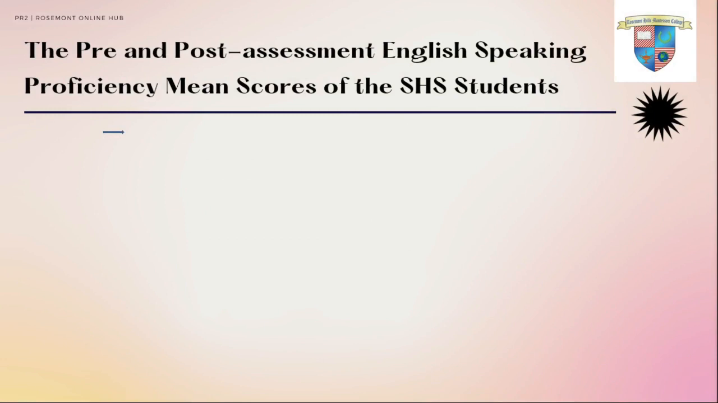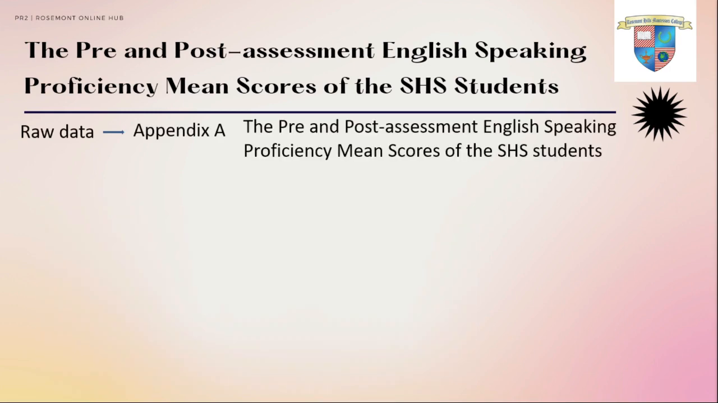As you have already made sections for your chapter, please note that you don't put your raw data in this section. You have to put your raw data in the appendices and give it a specific title, such as Appendix A, the pre- and post-assessment English-speaking proficiency scores of the senior high school students. And then don't forget to call that appendix with its title in this section.